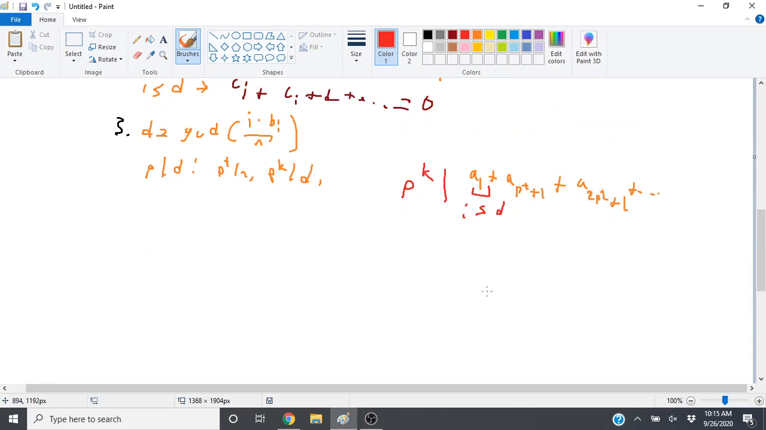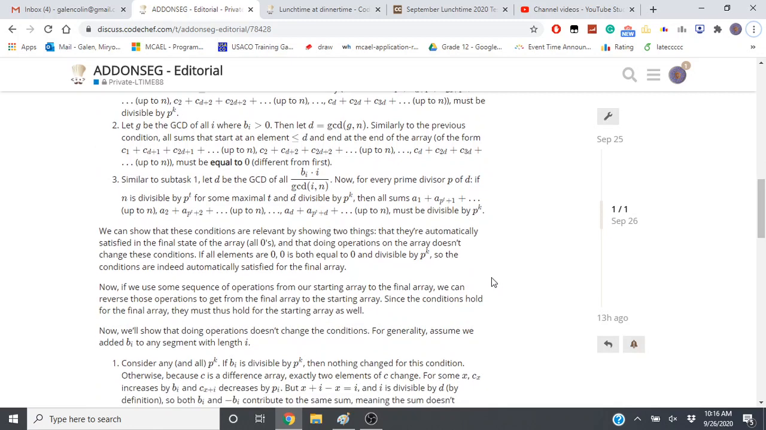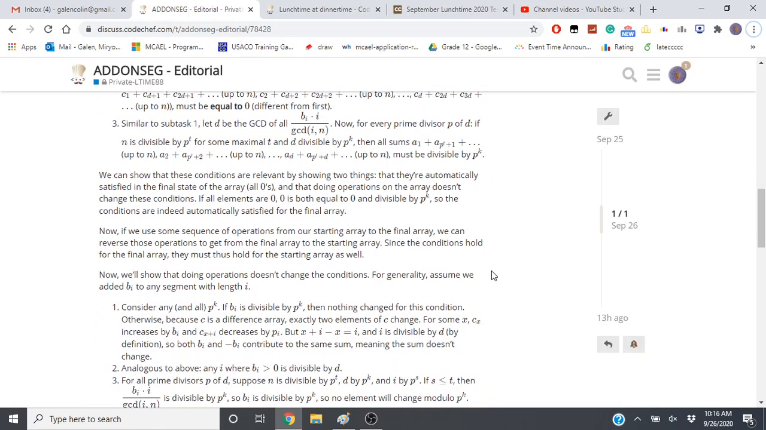Now these are the conditions. If we can check this, we're done. So the actual solution is just checking all these conditions, but proving it is much harder, or more complicated, I guess. So I'm going to briefly sketch this out instead of going into full detail, because otherwise this would be incredibly long.